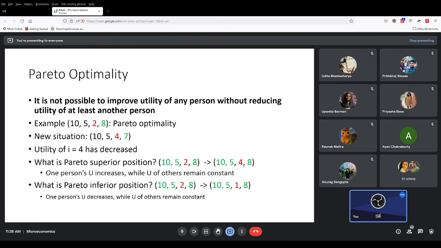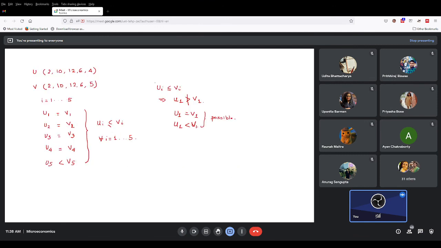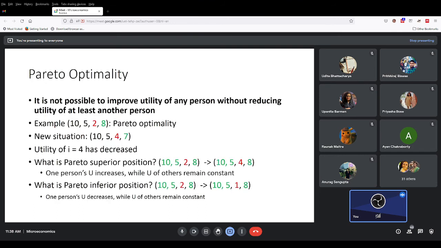So Pareto then said, when do you reach a Pareto optimal state? See, in this case, for instance, when you're moving from U to V, you're gaining, right? You're having a Paretian improvement. V is Pareto superior. When are you at a Pareto optimal state? When you can improve the utility of one person only by reducing the utility of another person.